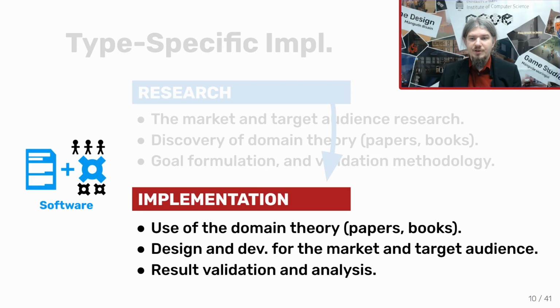Of course, the implementation, based on what you found through your research tasks, is using the domain theory, the papers, the books on the software product you're making. You're, of course, designing and developing for the market, for the specific target audience you researched before, and, well, your result validation and analysis. Your actual measurements, did your software product satisfy the goals or not, how much, and what can be done to improve it, or what went wrong. So this is quite important. You don't have to succeed, but you have to be able to critically analyze what did you do, what was good, what was bad, what can be improved, and so on.